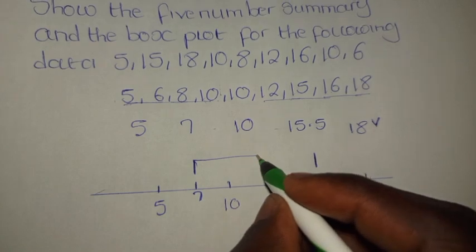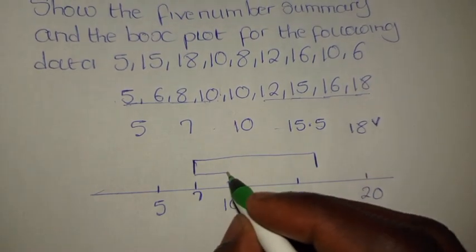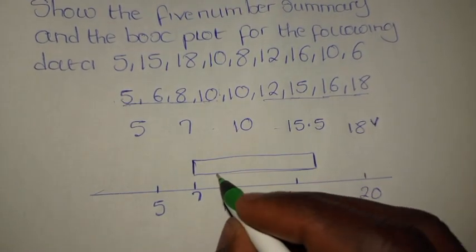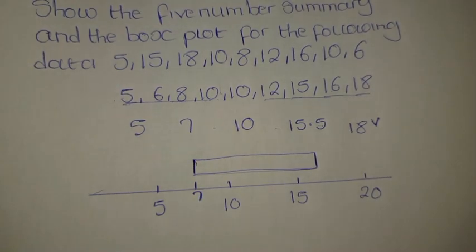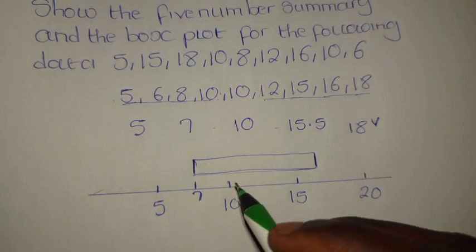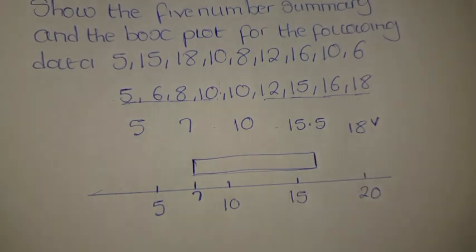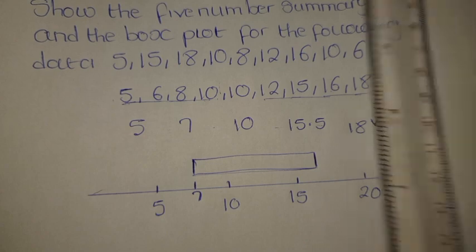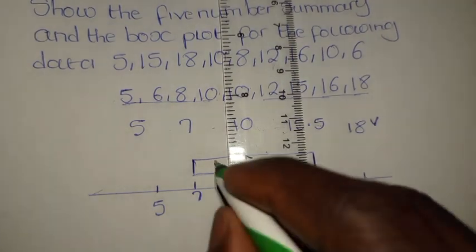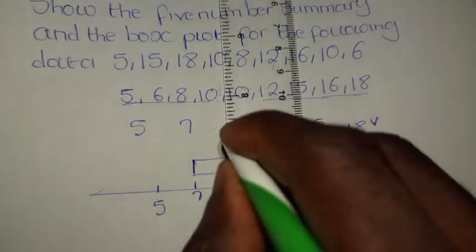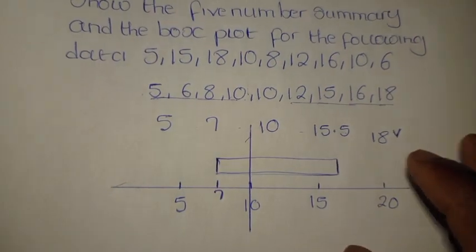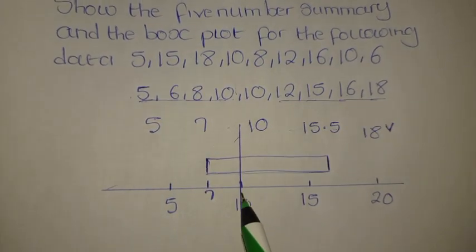Then from here we will draw a straight line joining the two for us to form what is referred to as the box. Having formed the box, you always have a line in the middle of the box which is referred to as the median. The median in this case is on number 10. So we draw a line there. So this is where the median is.